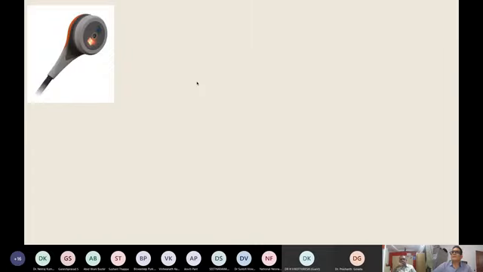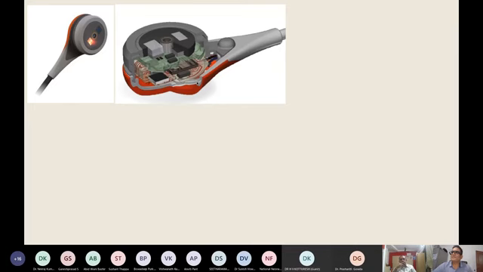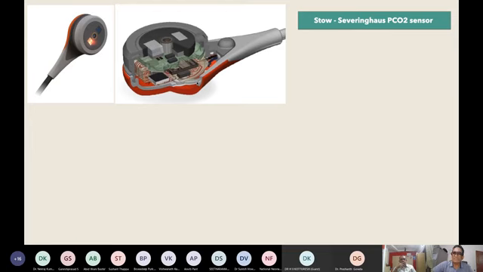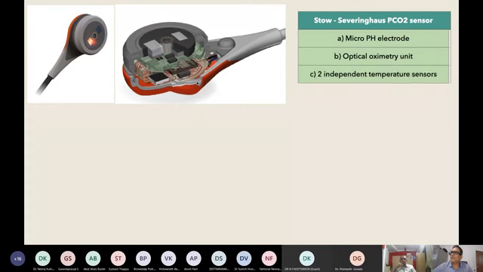So this is how the sensor looks like, and this is the dissection of the sensor. The components that we use in the sensor: it's a Severinghaus CO2 sensor, which is the gold standard. So whenever you're buying a CO2 sensor, you have to ensure that it has a Severinghaus CO2 sensor, which has a micro pH electrode. It has an optical oximetry unit and 2 independent temperature sensors, and it automatically calibrates the sensor. So these are the 4 things that are essential in your transcutaneous CO2.